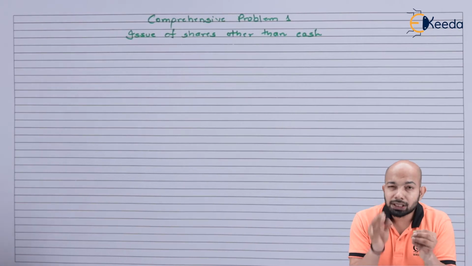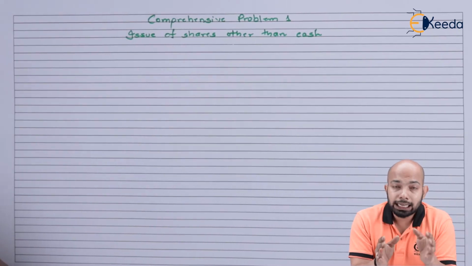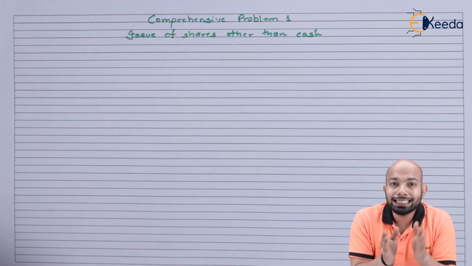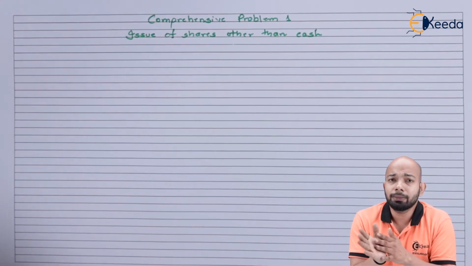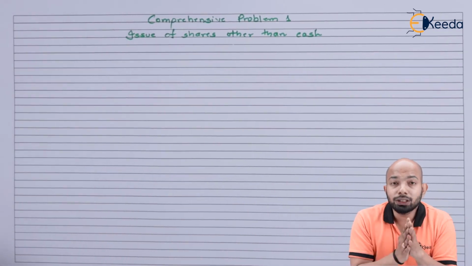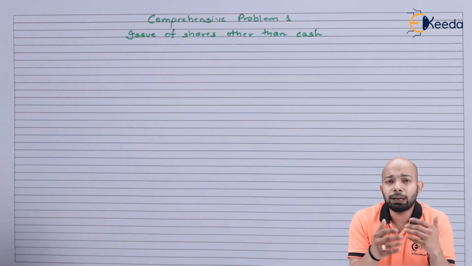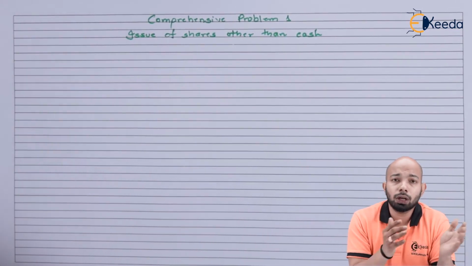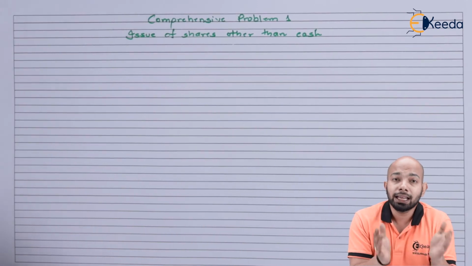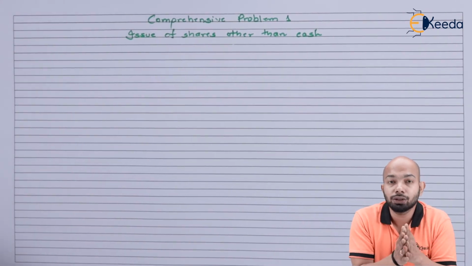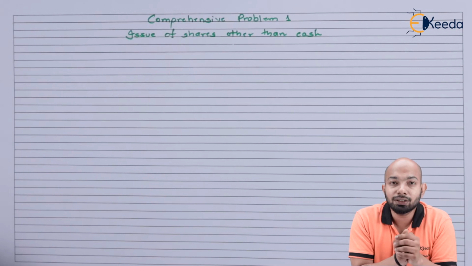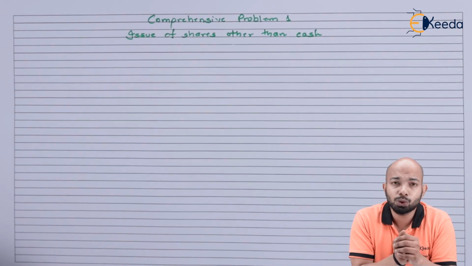So there is only a slight difference that we have to take care of, or rather slight changes in the entry. Rest everything remains the same. You'll get to know this when we try and solve this illustration. So let's jot down this illustration and then we'll figure out how exactly it works out, and how exactly you're supposed to pass the journal entries in them.